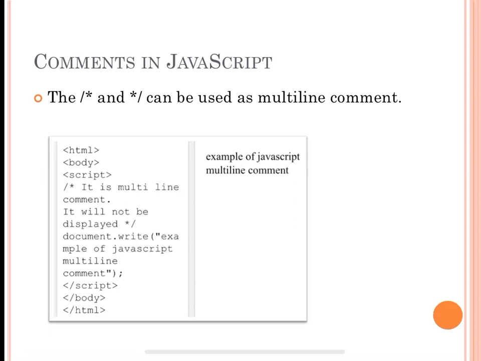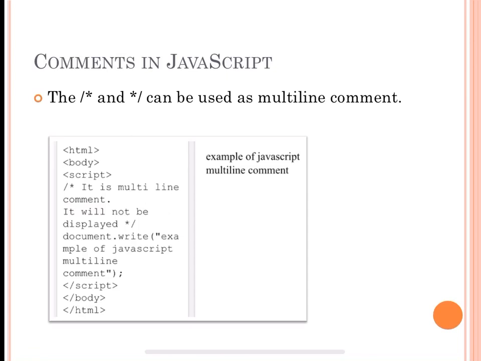Then write whatever comment you want. Here the comment is, "it is multi-line comment, it will not be displayed." Then once our comment is over, you have to write again a star and slash symbol. Okay, then the actual code, that is document.write in brackets, double quotes, "example of JavaScript multi-line comment." Then close your double quotes, close the circular bracket and give a semicolon. Then close the script tag, close the body tag and close the HTML tag. Whatever sentence you have written in the document.write method will be displayed on your screen.